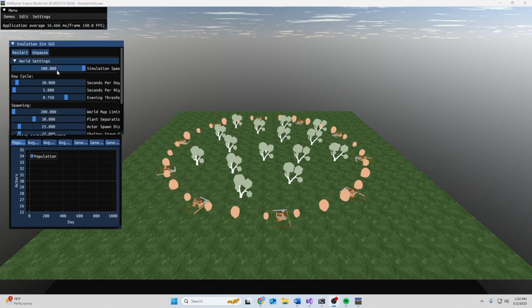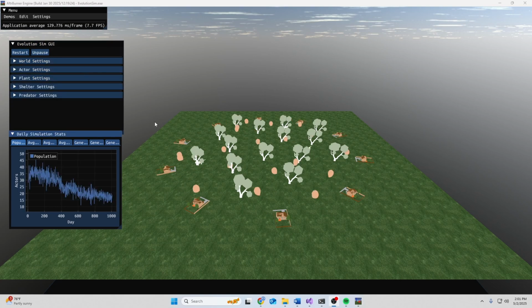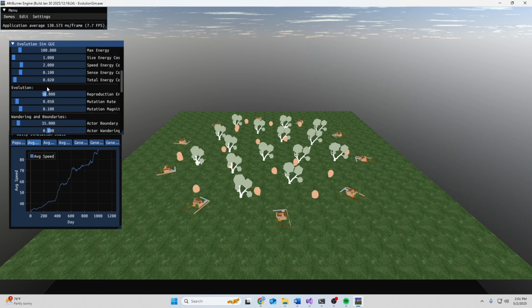Now, with the simulation at 100 times speed, let's look at some long-term trends. So I let the simulation run for about 1,000 days. Let's look at the results. Looks like the population has trended downward. Speed has gone way up. It's probably a little bit too overpowered with these settings, but luckily you can modify the energy cost for it to hopefully balance that out.